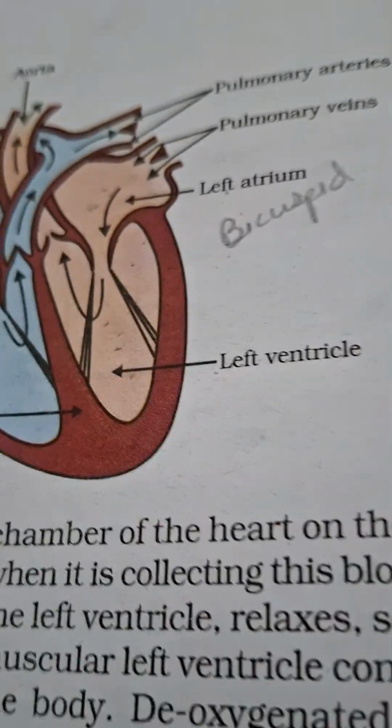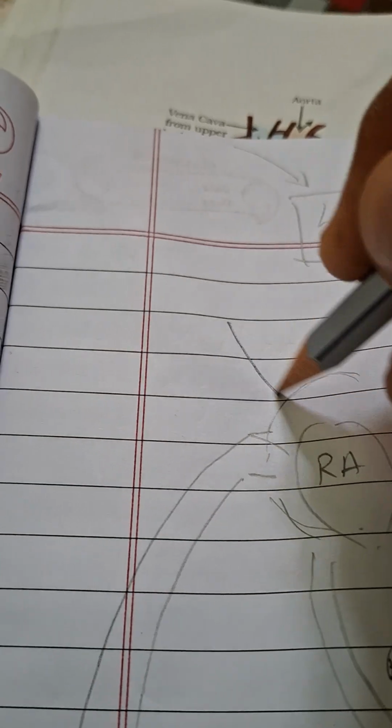So again, coming to the diagram of the heart which I have drawn for you. Now, I told you the vena cava is the vein which takes the deoxygenated blood from the different body organs. Now there are two vena cavas, and the one coming from the upper part I already explained.